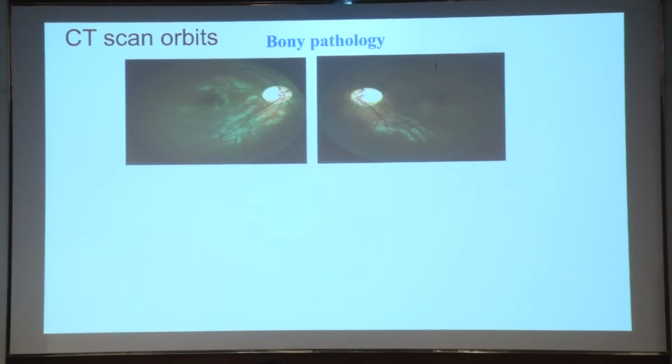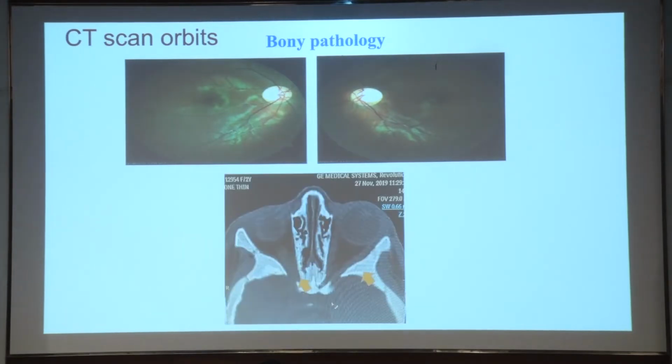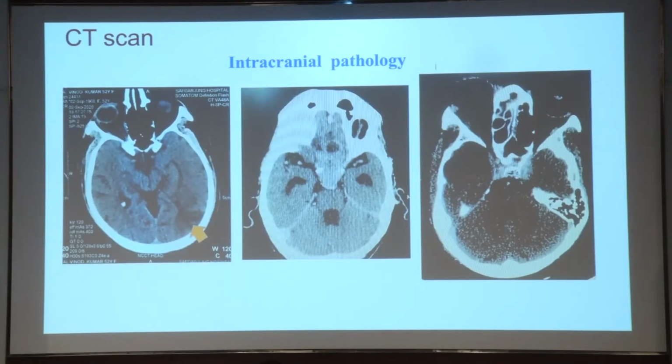Another case, she was a 2-year-old female who had bilateral disc pallor, severe disc pallor. We got an MRI done. MRI just showed thinning of the nerves, but we could not find what the cause was. So then a CT was done. So CT indicated these hypertrophic, sclerotic bones. So this was causing the thinning of the optic canals, and this was a case of osteopetrosis.